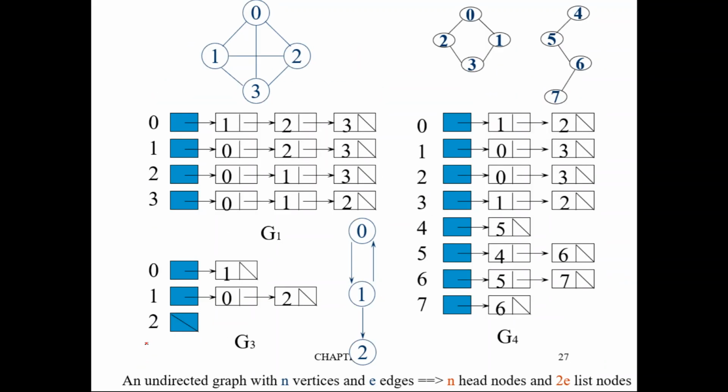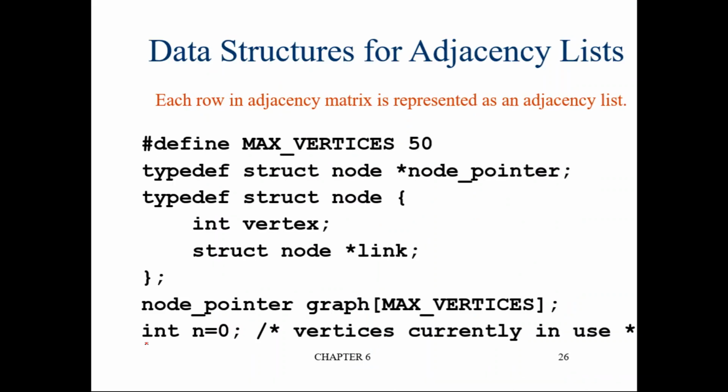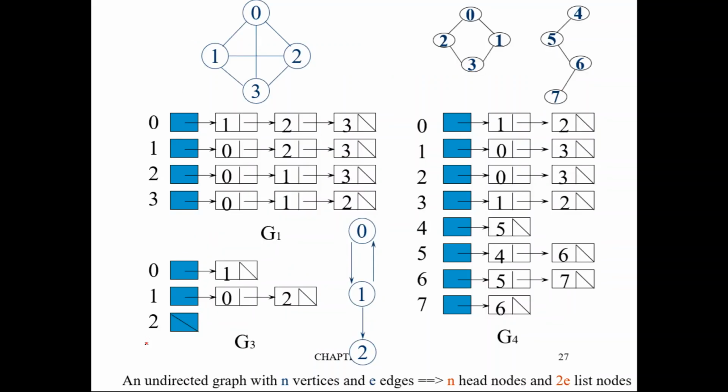But it all depends on the situation, what way of representation you have to use. As we have said already, there are two ways of doing this. This adjacency list representation can be done either by using linked list or by using arrays. So first let us see the linked list way of representing.